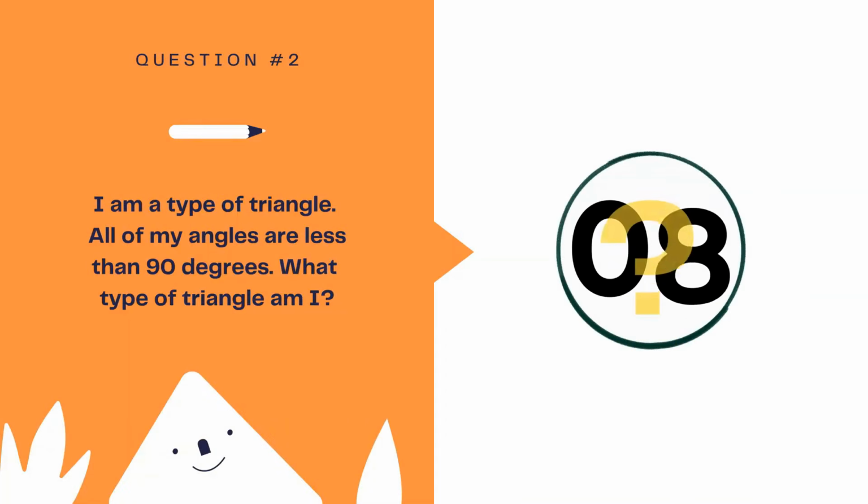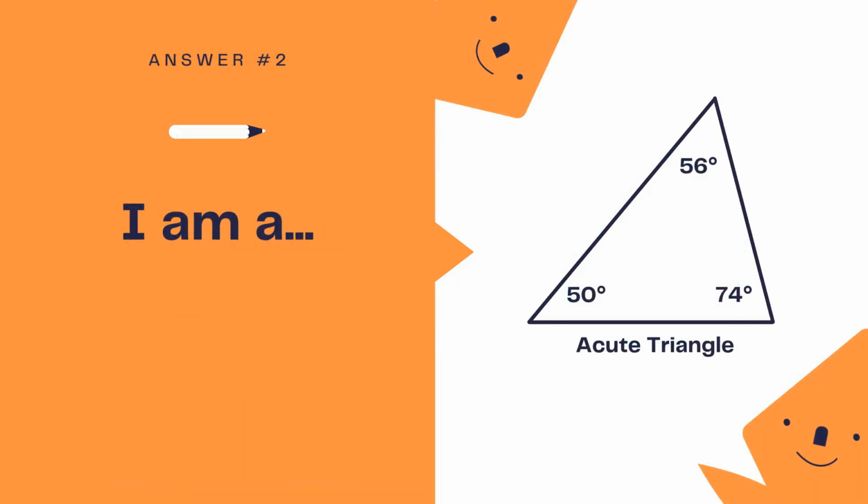I am a type of triangle. All my angles are less than 90 degrees. What type of triangle am I? 3, 2, 1. I am an acute triangle.